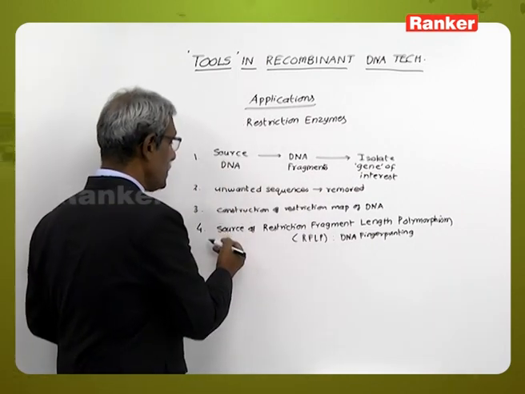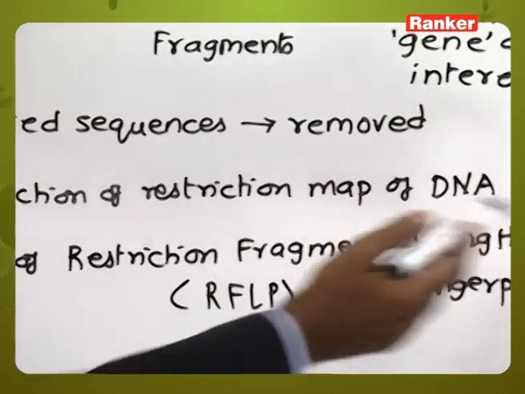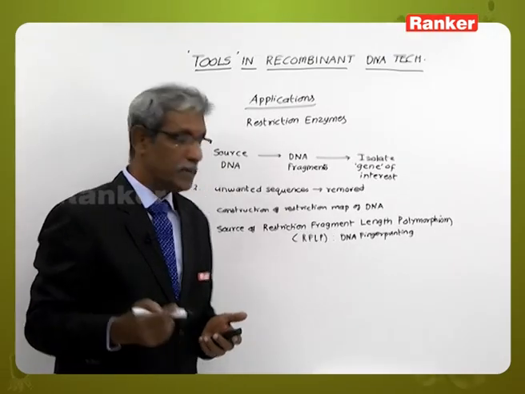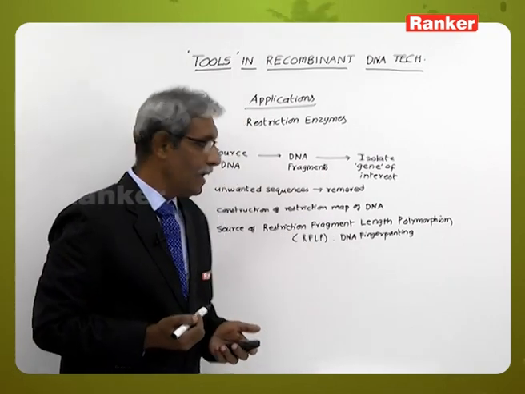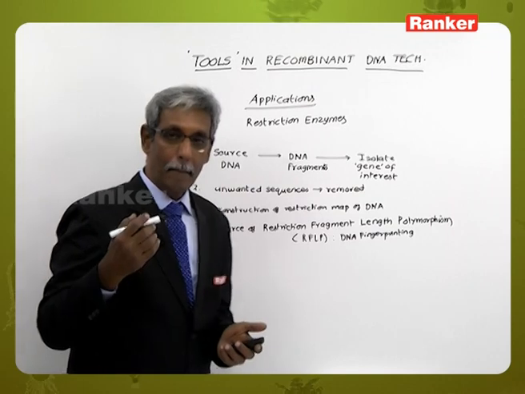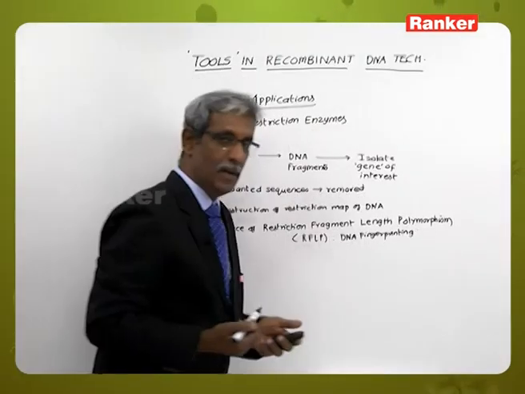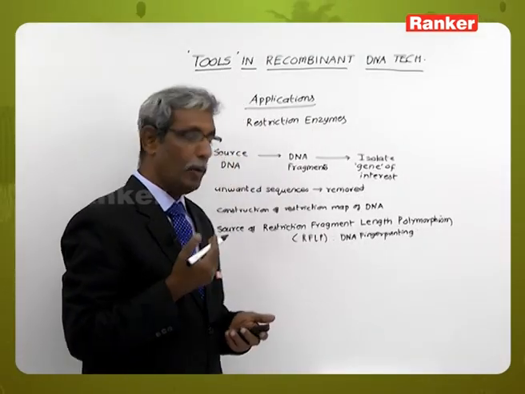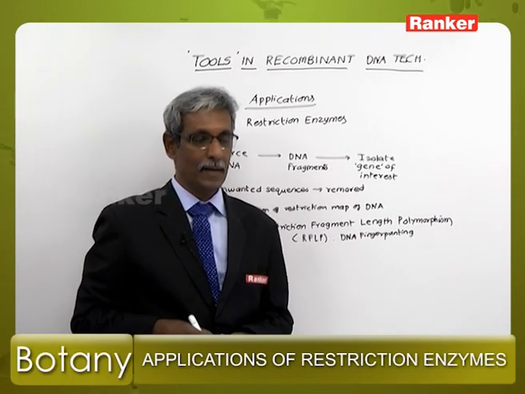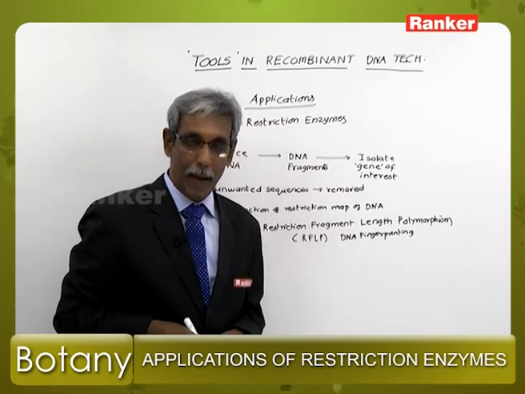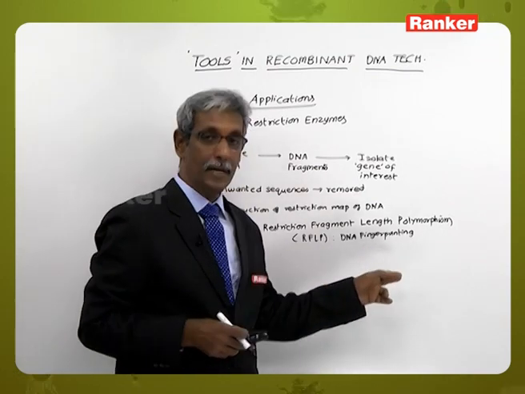A very important application is that when you use restriction enzymes, it is a source of restriction fragment length polymorphism. That is, you are using restriction enzymes to develop small fragments of the DNA of variable sizes and lengths, and because they show variable lengths and sizes, they show polymorphism. So, RFLP, restriction fragment length polymorphism, is a very important attribute or character of different species. An easy way to know about RFLP is that it is used as a tool or an aid for DNA fingerprinting.